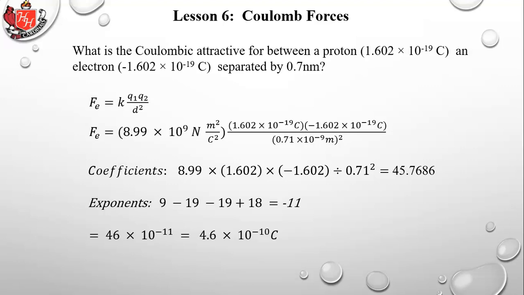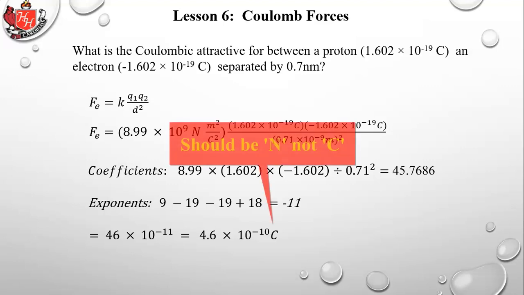Then you adjust the decimal in 46 to make it 4.6. So you made the coefficient smaller, 46 to 4.6, so you have to make the exponent bigger. Negative 11 to negative 10. You go in the positive direction to make that bigger. And so your answer is 4.6 times 10 to the negative 10th coulombs. Very, very small amount of force between those two. We're just talking about one proton, one electron.